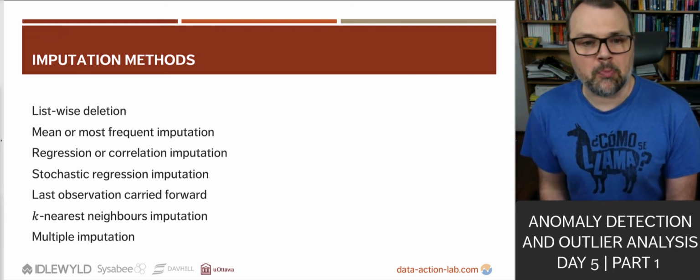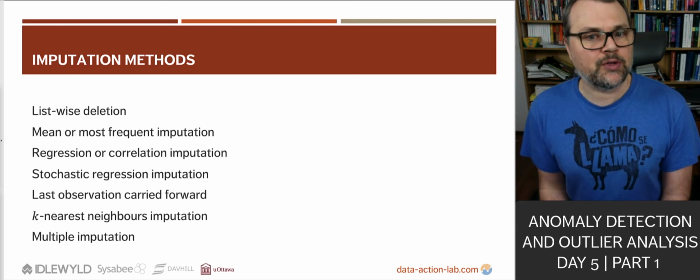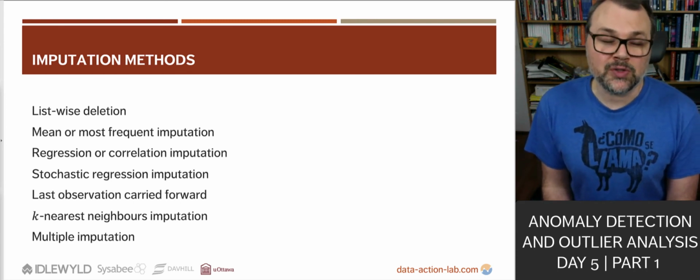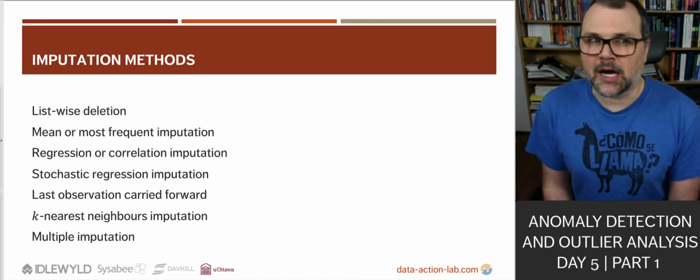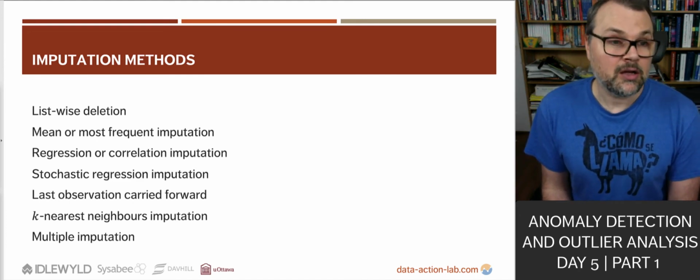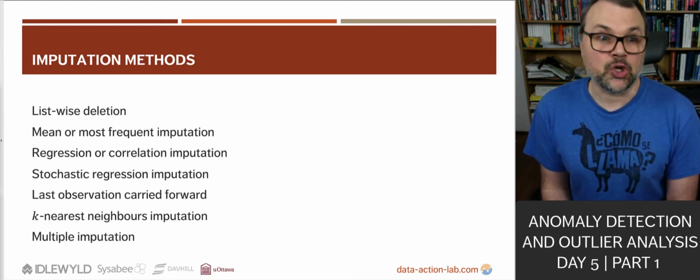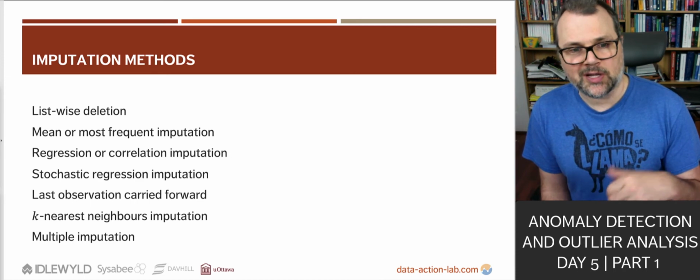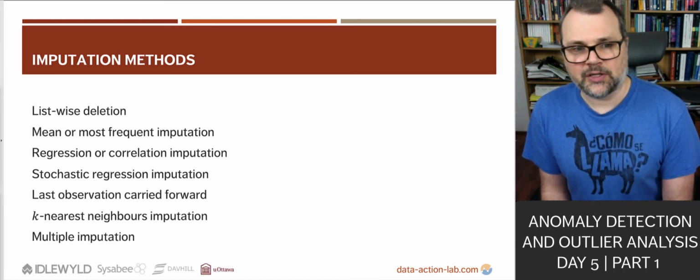There's something called mean imputation or most frequent imputation. That's a method that is quite often used. Generally speaking, not a good imputation method. Better than nothing, but not necessarily a good approach. We have regression and correlation imputation as well, stochastic regression imputation.